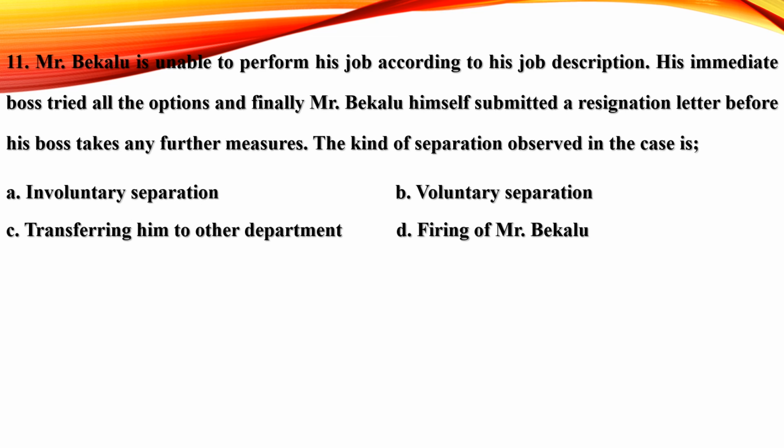Question number 11. Mr. Bakalu is unable to perform his job according to the job description. His immediate boss tried all options. Finally, Mr. Bakalu himself submitted a resignation letter before his boss took any further measure. The kind of separation observed in this case is A. Involuntary separation, B. Voluntary separation, C. Transferring him to another department, D. Firing of Mr. Bakalu.